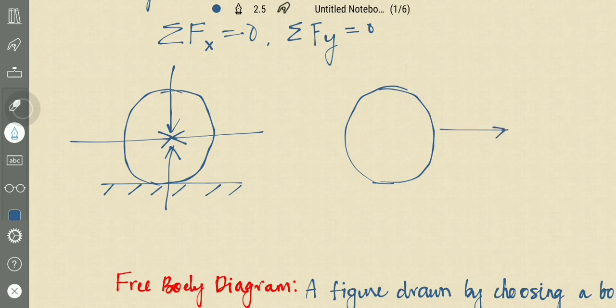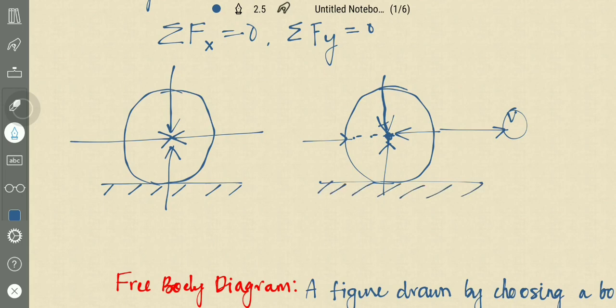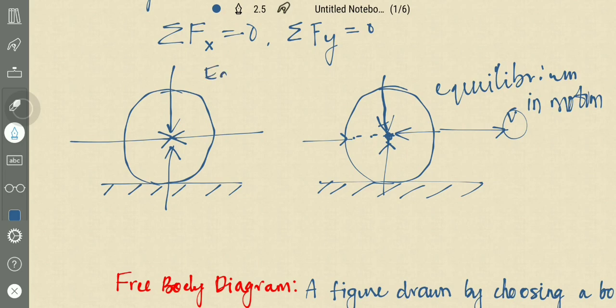If a body is in motion, uniform motion in a straight line, if this body is moving with a uniform velocity v and some other forces are acting on this, like this, these three forces acting on this body are not affecting the velocity v, then this type of system is also said to be in equilibrium in motion, and this is equilibrium at rest.